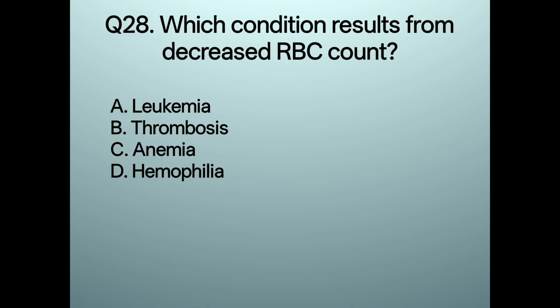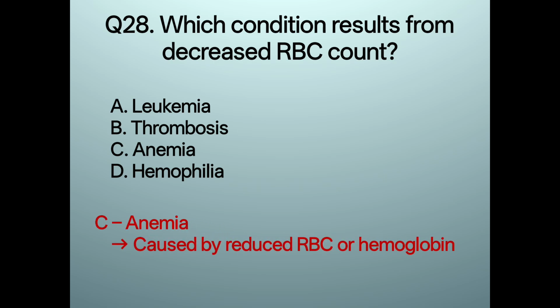28th. Which condition results from decreased RBC counts? Leukemia, thrombosis, anemia, and hemophilia. The correct answer is anemia, caused by reduced RBC or hemoglobin.